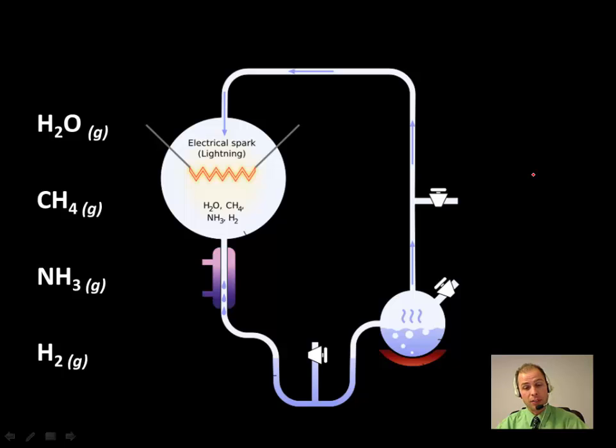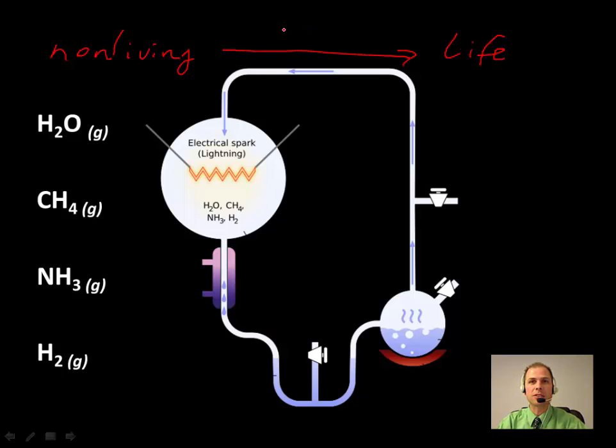You see, in 1953, Stanley Miller, a graduate student at the University of Chicago, created this apparatus to try to simulate the early Earth in an attempt to evaluate this abiogenesis thought. In other words, can we take non-living matter and have life come from non-living matter? In other words, abiogenesis or spontaneous generation.